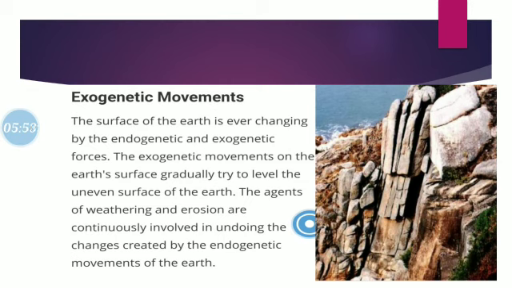Exogenetic movements. The surface of the earth is changing by the endogenetic and exogenetic forces. The exogenetic movements on the earth's surface gradually try to level the uneven surface of the earth. The agents of weathering and erosion are continuously involved in undoing the changes created by the endogenetic movements of the earth. Means we have seen the changes because of the endogenetic movements.